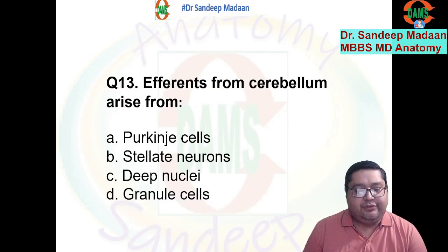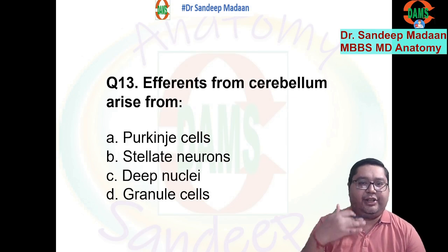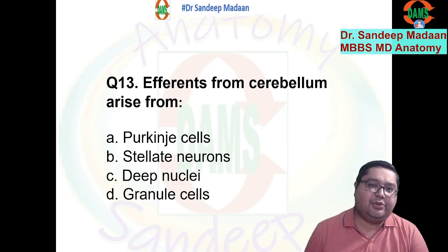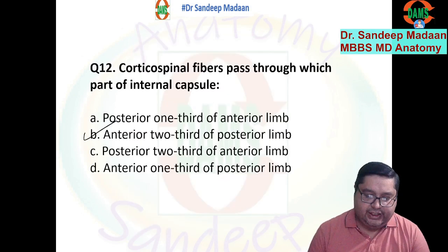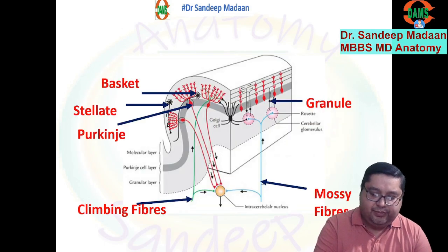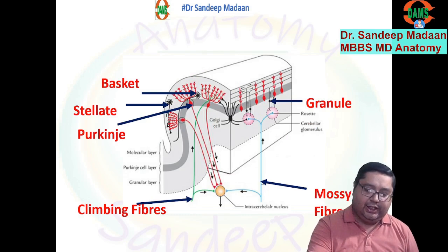Next question, efferent from the cerebellum. Now we have learned the afferent: the climbing fiber will send the fiber, and the mossy fiber will send the fiber. What about the efferent? If I take you back to that particular diagram, we can see Purkinje fiber will receive all the input, then they will process and they will take the output.